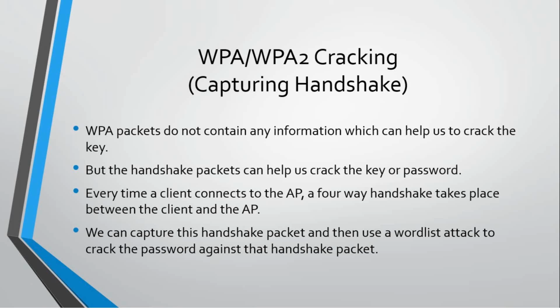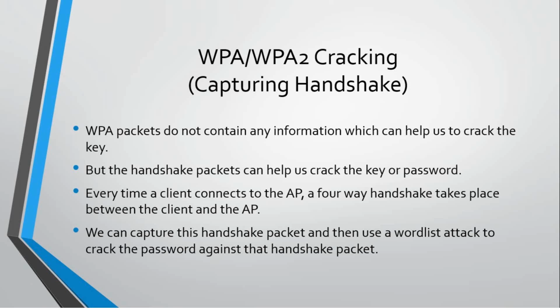The reason for that is because in WEP encryption the packets contain a key, and we could actually break that key. But in WPA encryption, the packets actually do not contain any information which we can use to crack the key and then get the password. The only packets in WPA or WPA2 encryption which contain some information are the handshake packets. So handshake packets are the packets which we can use to crack the key or get the password.